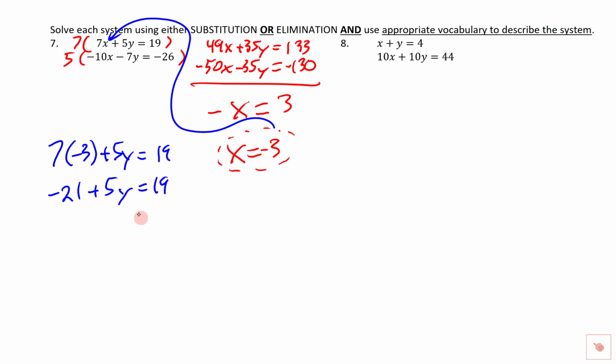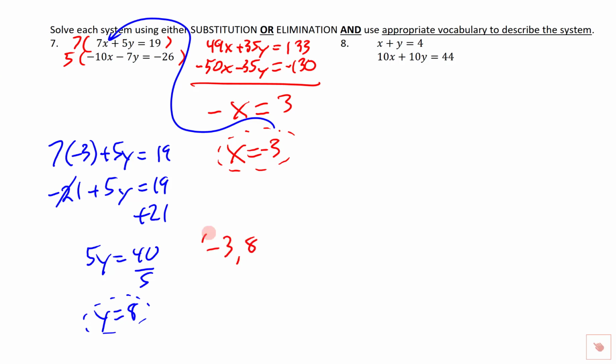So we move the 21. We're going to do that by adding 21. And then I get 5y equals, let's see, 19 plus 21. So good, this is going to work out to be a nice number when we divide by 5. We end up with y equals 8. So this is the other one. So the answer on this problem is x equals negative 3. I'll change that to red to kind of stick with what we've been doing. Negative 3 comma 8. So there's our answer.